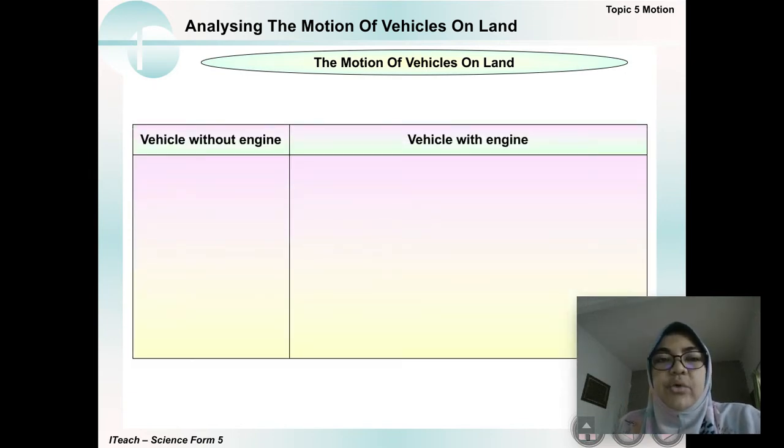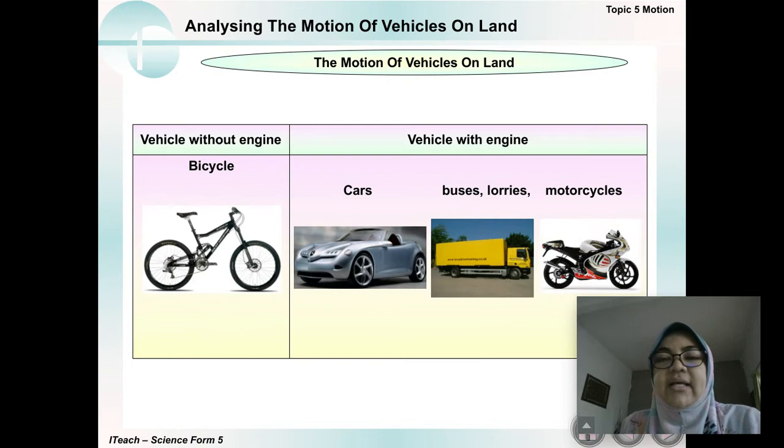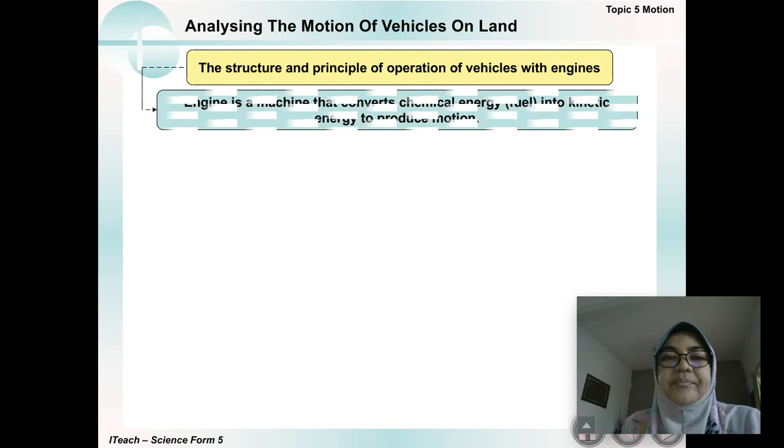So, as we know, vehicles on land we can divide into two types. One is with engine and the other one is without engine. This is an example of a vehicle without engine, a bicycle. And then these are examples of vehicles with engines. Kita tahu dah kan? Okay, so today we are going to focus on vehicles with engines.